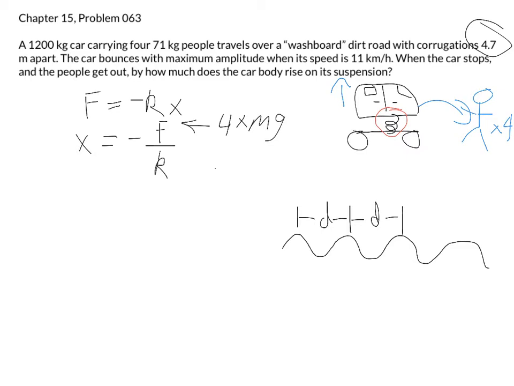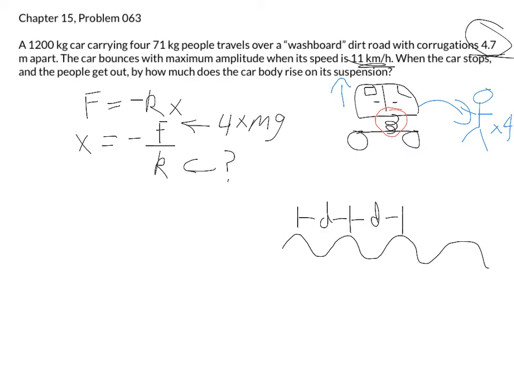So the question then is, what is k? If we can figure out k, then we should, in theory, be able to solve this problem. So I would guess, reading the problem, that it must have something to do with this resonant speed I was talking about and this distance d I labeled. Okay, so how do we even find k?